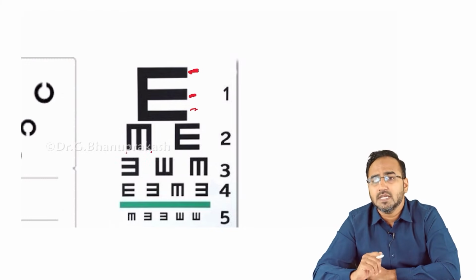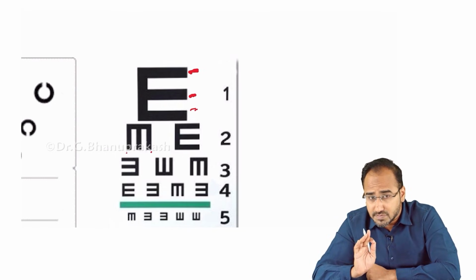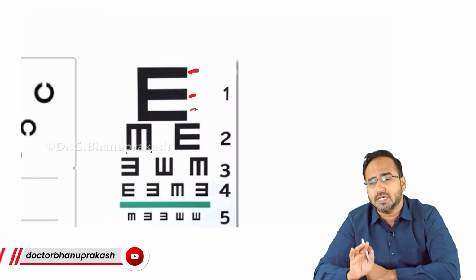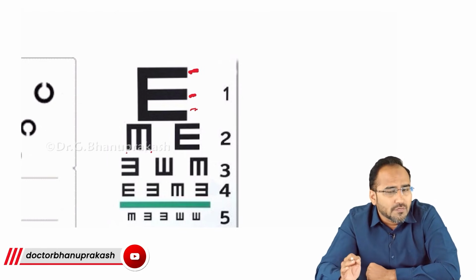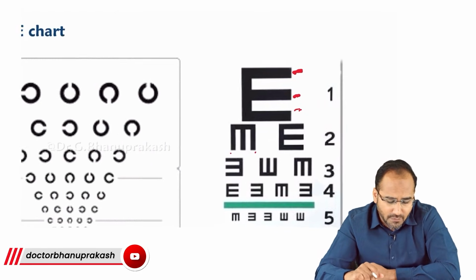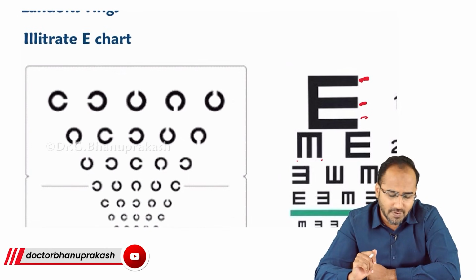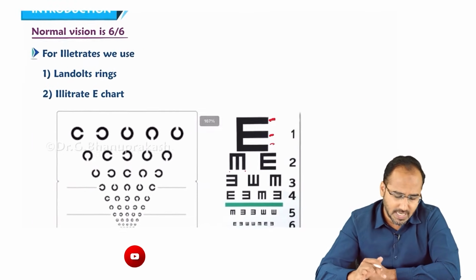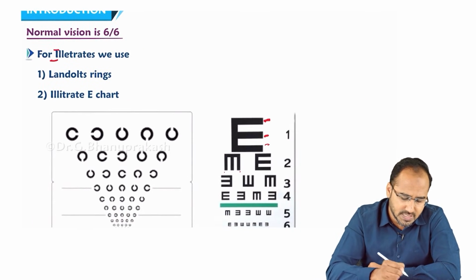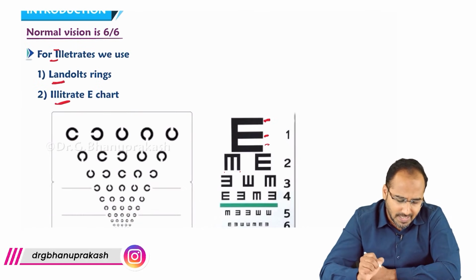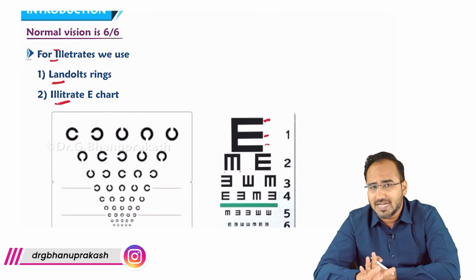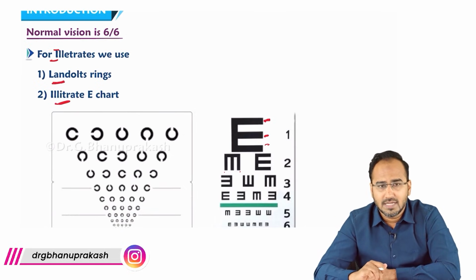So remember, guys, for an illiterate person who is suffering with myopia, we don't go for Snellen's chart, we go for the illiterate E chart or we go for Landolt's ring. For illiterates, we use this chart called Landolt's ring or illiterate E chart. That's regarding this.